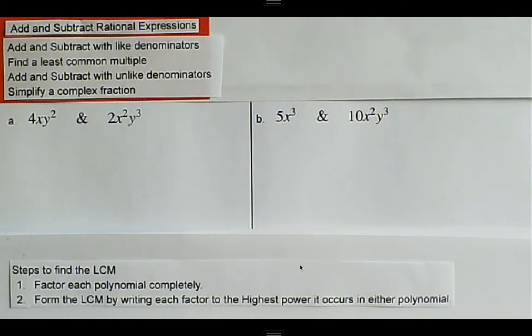We want to add and subtract rational expressions, and in order to do that most efficiently, we need to find the least common multiple. So there are some steps at the bottom of the screen that we need to follow in order to get that. Step number 1, factor each polynomial completely, and then form the least common multiple by writing each factor to the highest power it occurs in either polynomial.